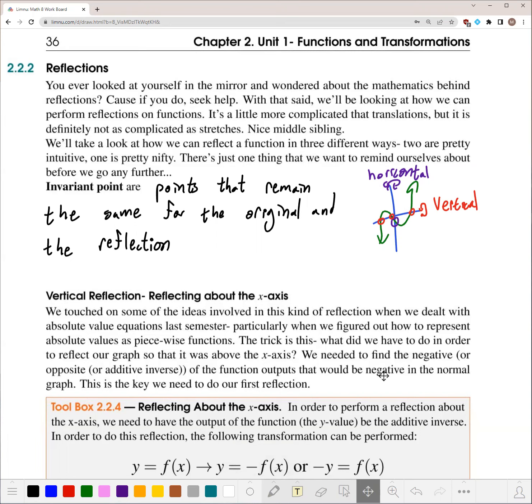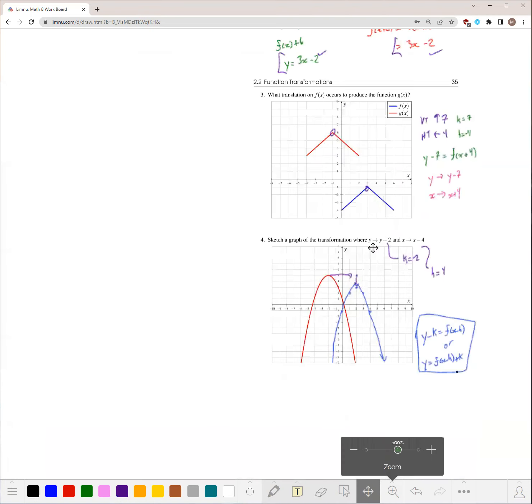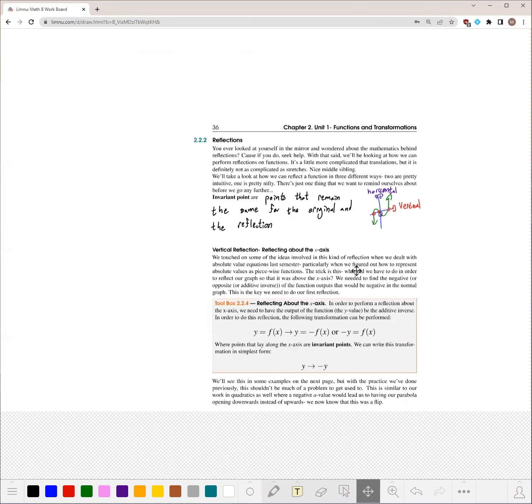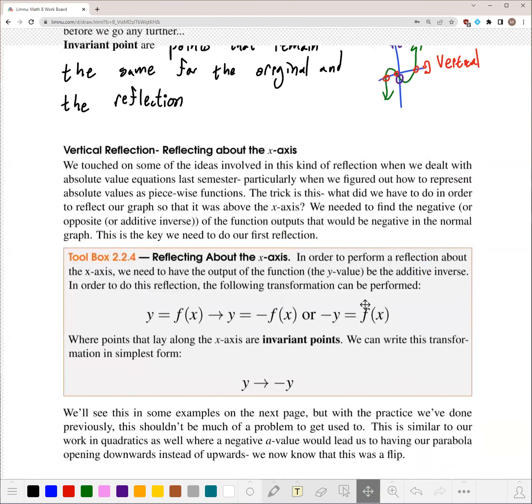So enough talking about it without really, wow, nice zooming, Mr. Herman, thank you. Enough talking about it, let's actually go ahead and do it.